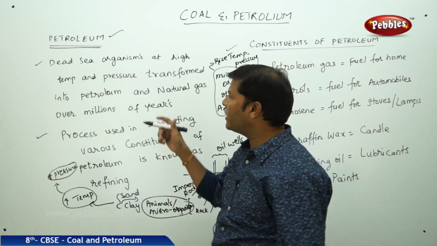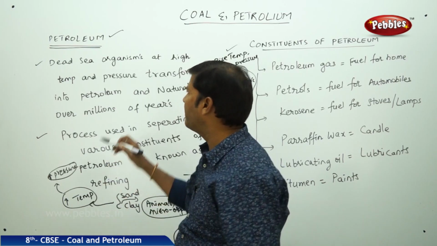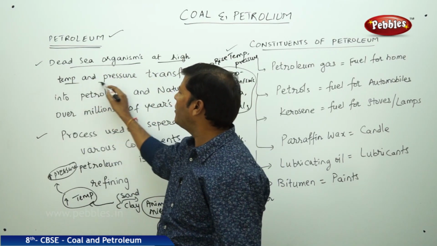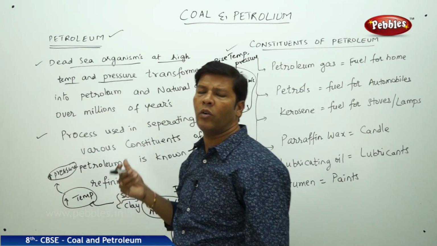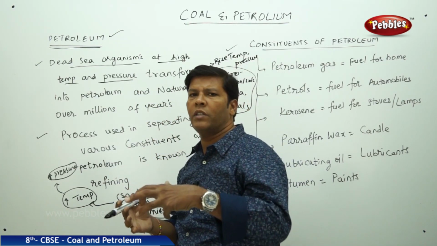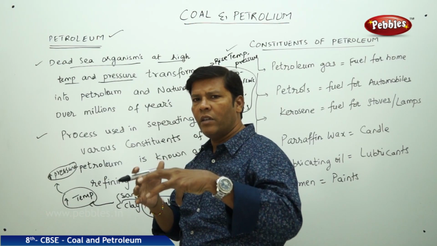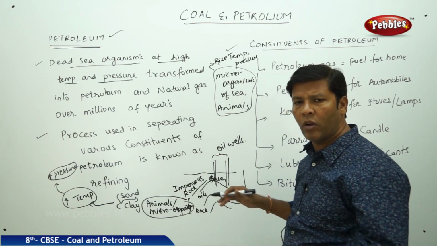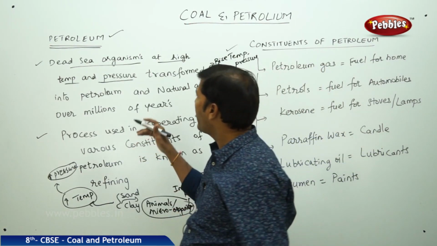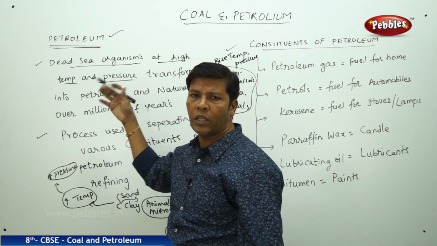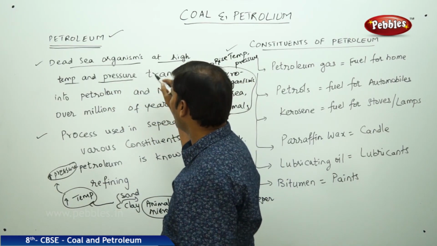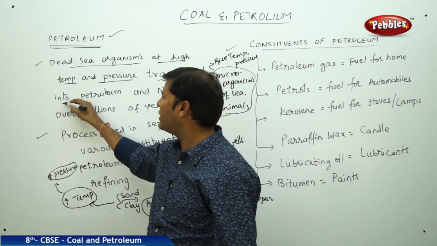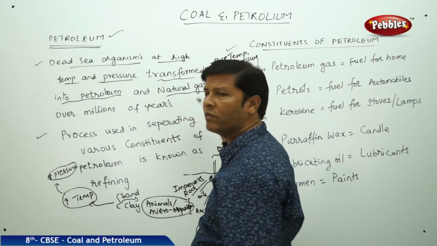So frankly speaking, how do you understand the formation of petroleum? The dead sea organisms at high temperature and pressure. Dead sea organisms means all the living species present in the sea. They die and reach the bottommost crust region of the sea, that is, the rock bottom of the sea, and there you find a continuous increase of temperature and pressure, and because of this there is a transformation of these dead sea organisms directly into petroleum and natural gas.